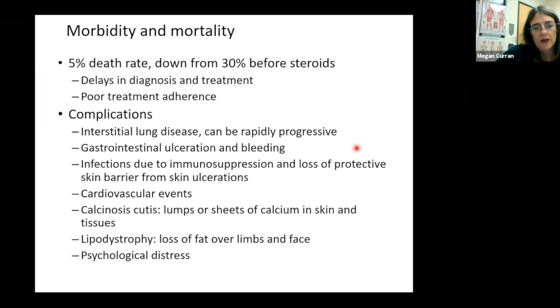Complications that we talked about in some of those patients who are more severely ill include infections from immunosuppression. And if the skin is ulcerated, that's another reason that skin can get infected. The calcinosis cutis, which are these lumps or sheets of calcium in skin and tissues, and this loss of fat over the face. And we can't stress enough the psychological distress that patients can have regarding having a chronic illness.